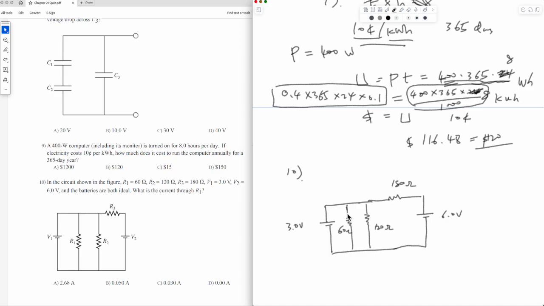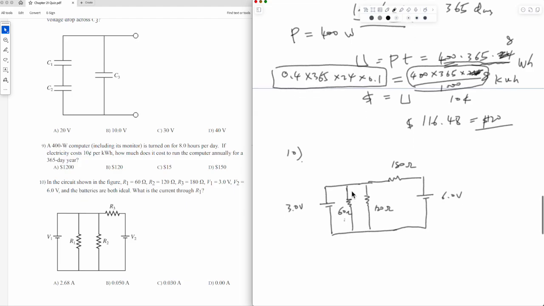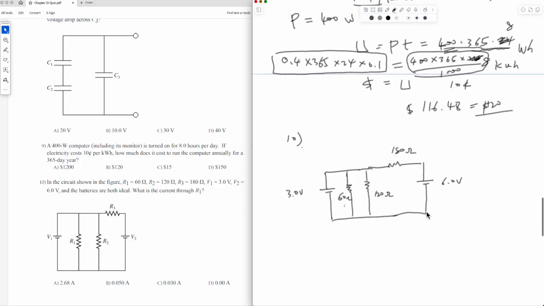What is the current through R1? So looking for the current through R1. This is a multi-EMF circuit. We have to use Kirchhoff's rules. So you see how many branches. You have 4 branches, right?